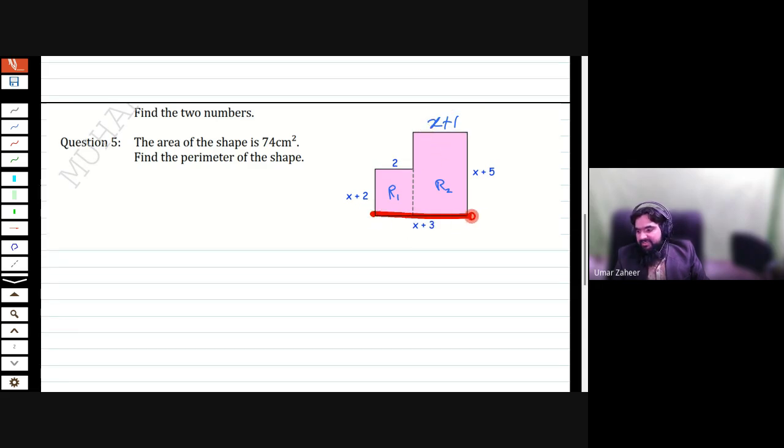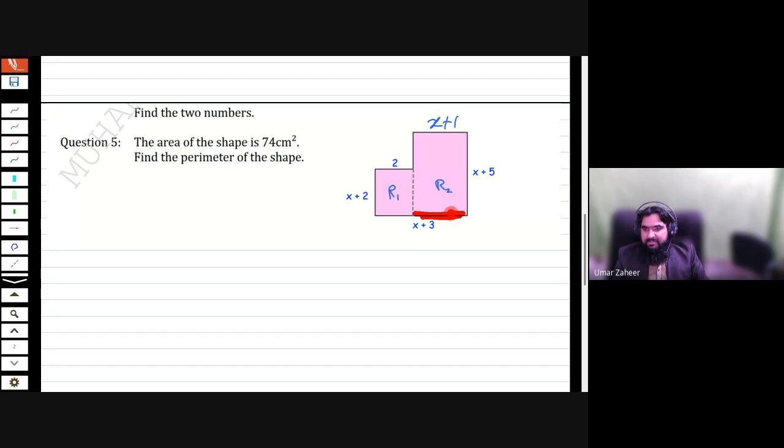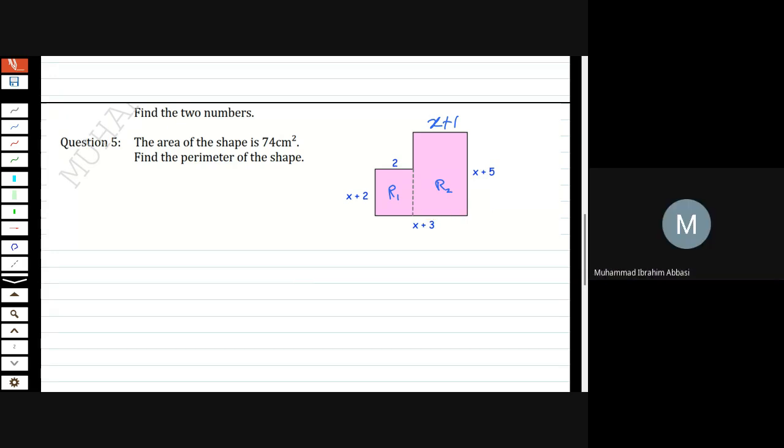Because the whole length is x plus 3, from x plus 3 I just subtract this 2. So you will get x plus 1. Yes, everyone, it is clear? Yes, Rania? Yes, sir.